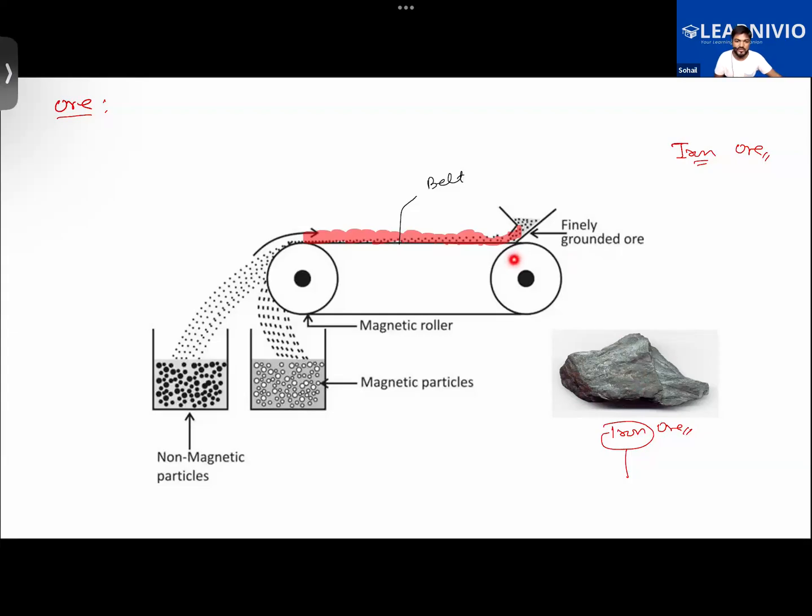Then it is made to run over the magnetic roller. So the magnetic roller is like this: two giant wheels, and above this there is a magnetic belt. As the mixture falls here, the magnetic particles fall down and remain attached to this, and when it becomes heavy, it falls here. But the non-magnetic particles are thrown away into this other container. Understand? Got this?